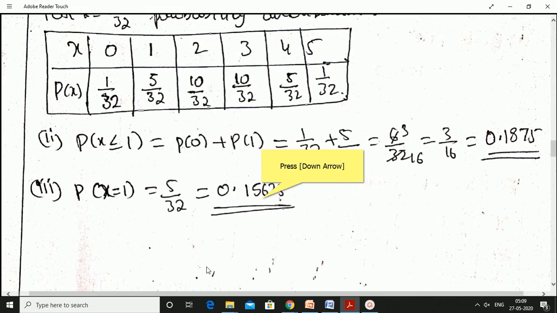Okay, probability of x is equal to 1. The probability of x equal to 1 is 5 by 32.